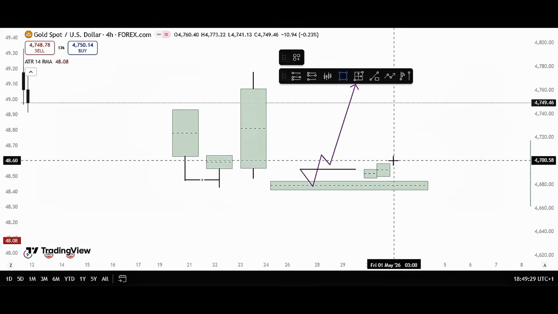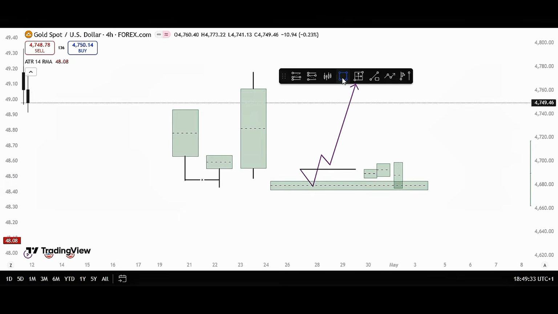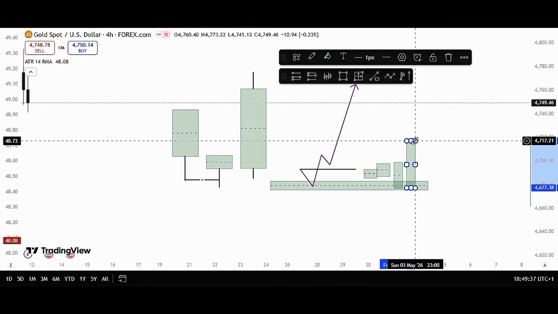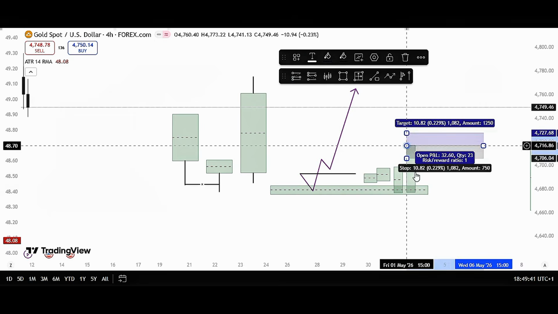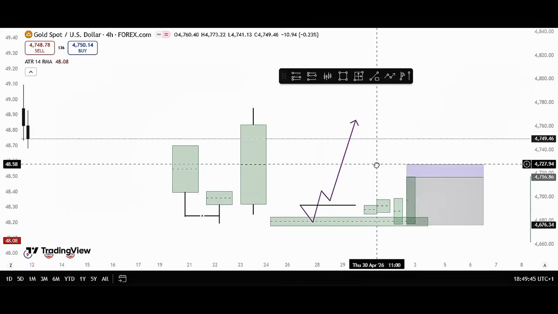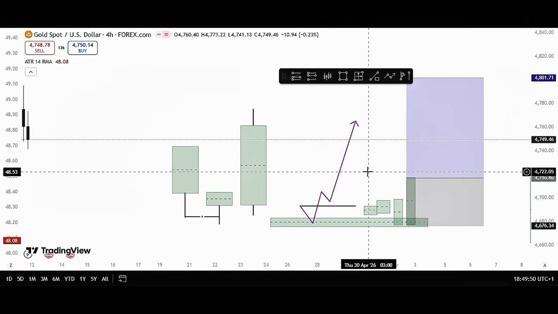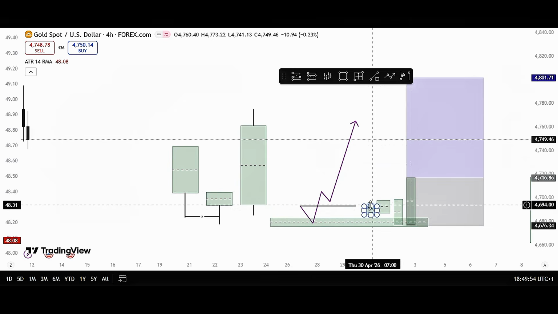Then price comes down, taps into this fair value gap, and then goes back up and closes above this area. Right. So what I'm looking for now is to enter. As I see this close, I enter at this place, right? And I'll just target my 2RR and allow price to do its thing. So this is basically how the model works. This is the entry model.